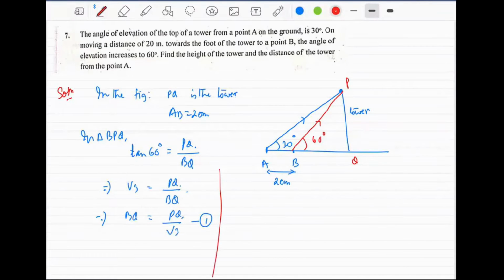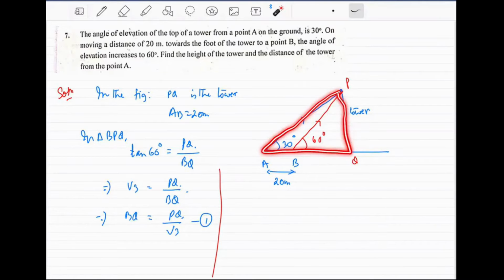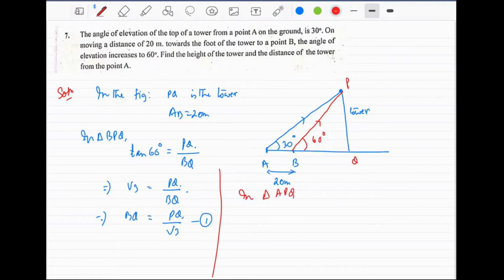You take on the next triangle. What's the next triangle? We have already taken this triangle right here, isn't it? So take the other triangle, the bigger one. When we take this bigger one, the angle theta will be changed into 30 degree and the distance BQ will be changed into AQ. So you take the triangle bigger one, in triangle APQ. Same thing, you have to use tan 30 degree. It will be how much? Opposite by adjacent. Opposite is PQ.